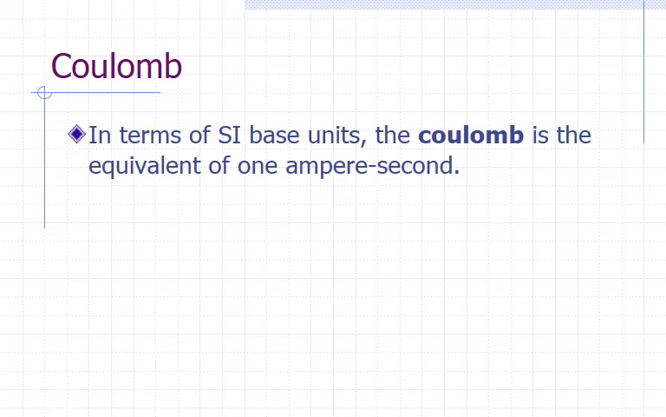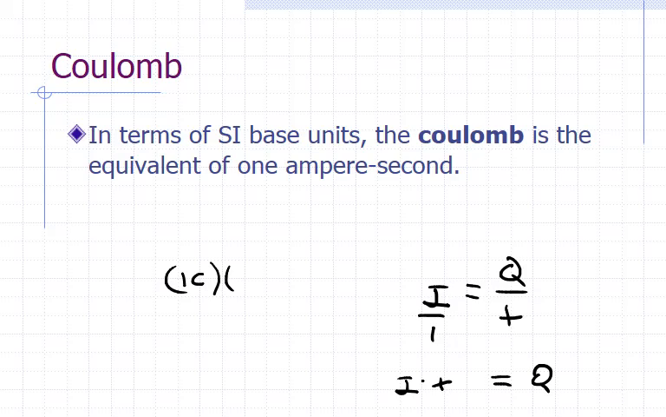So in terms of the SI base units, the coulomb is the equivalent of 1 amp second, or ampere second. We have current equal to Q over T, so if we cross multiply, current times time is going to equal charge. Let's say you have 1 coulomb passing by in 1 second. That's going to be 1 amp, and that's what a coulomb is: a 1 amp second.